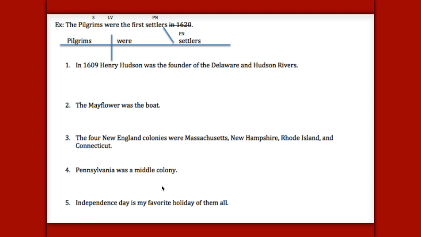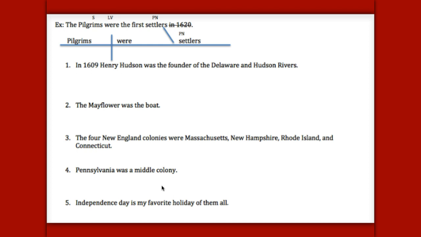Can you find the linking verb? Hopefully that was right. The linking verb is was. And we are looking for another prepositional phrase. Of the Delaware and Hudson rivers, there's another prepositional phrase, our second one. And then we have a noun or a pronoun that refers back to, or renames Henry Hudson. Of course, that would be founder. So founder would go on your predicate nominative line.